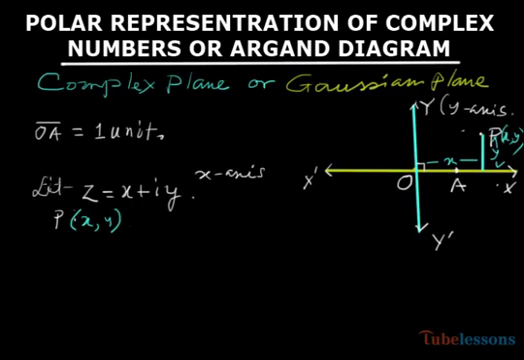Now, the point P of the complex plane represents a complex number Z is equal to X plus iY. This way, to each complex number, we can find one and only one point in the complex plane. Conversely, with every point P of the plane, we can associate one and only one complex number X plus iY.